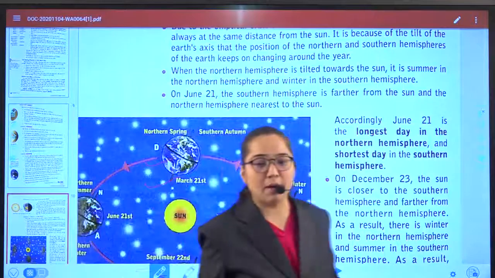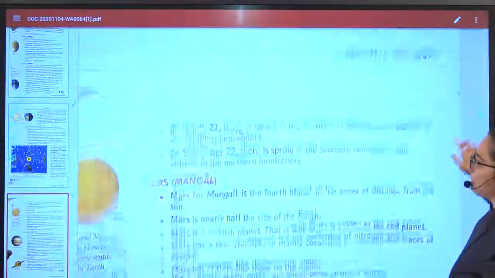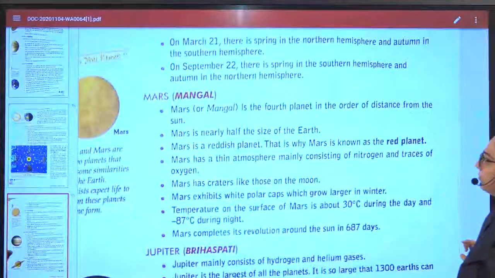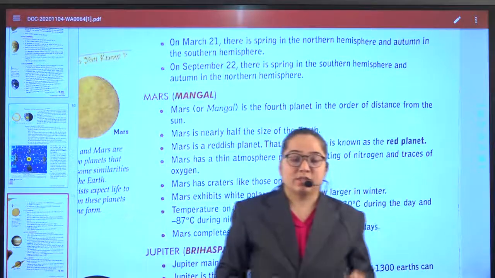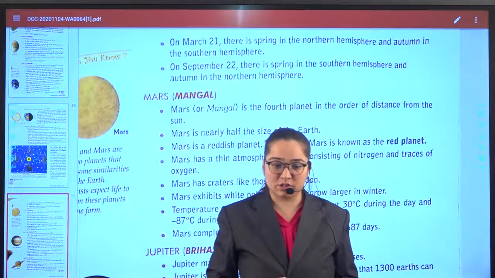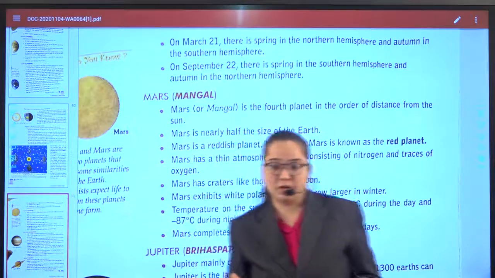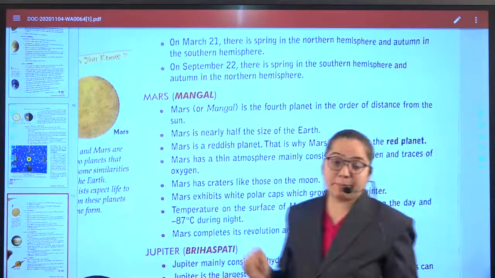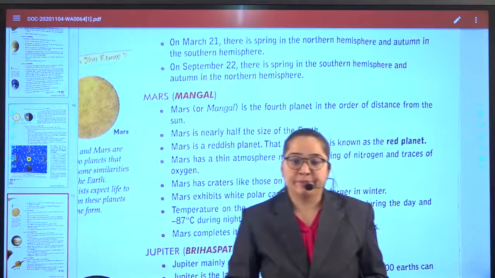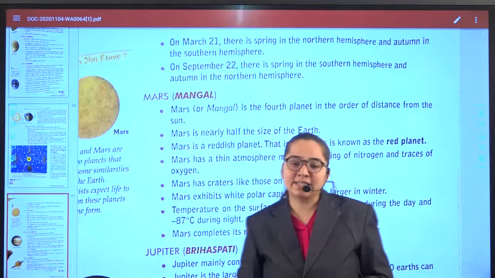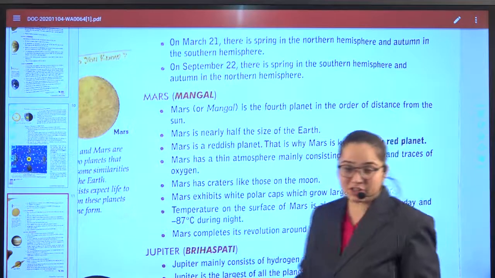So this is about rest of the things you don't need to note down. Also, these are the things that we have to note. On the points in the Mercury, that is, it is the fourth planet in the solar system. And how much is its size? Its size is almost half of the Earth, but it is called red planet because it is reddish in color when observed. And what it is containing, it is containing mainly nitrogen and the traces of oxygen.